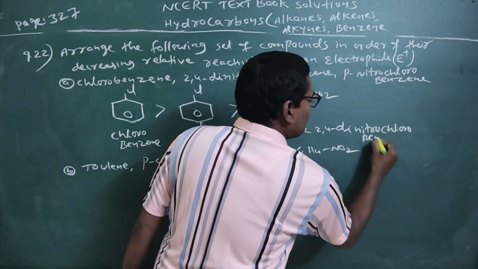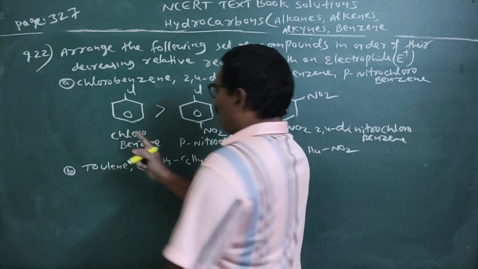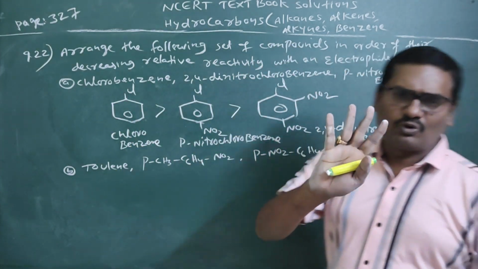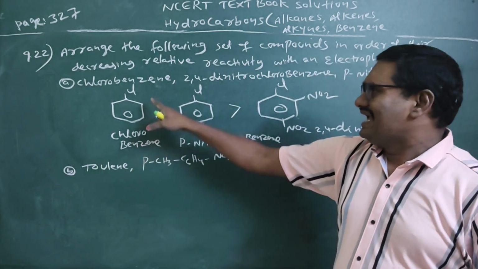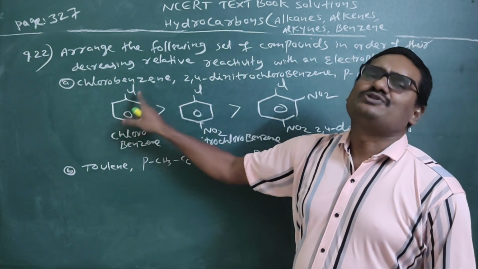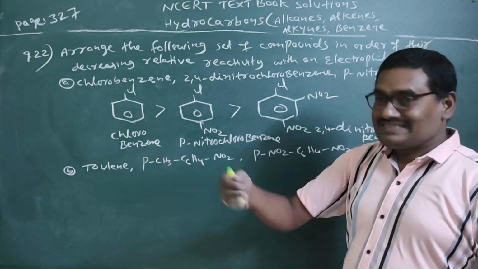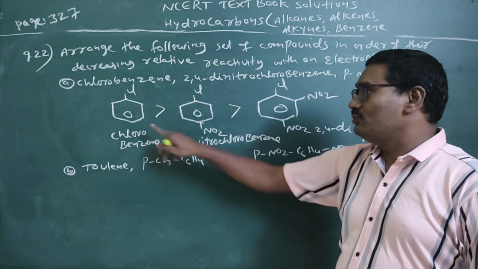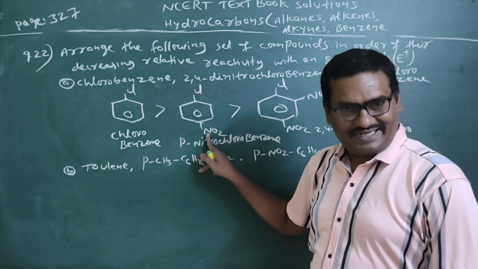This name is 2,4-dinitrochlorobenzene. But why is chlorobenzene high, and why is 2,4-dinitrochlorobenzene low? Because NO2 is an electron withdrawing group. NO2 is an electron withdrawing group, so the reactivity decreases.